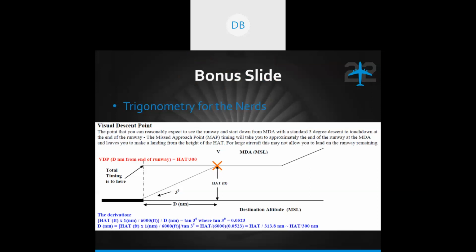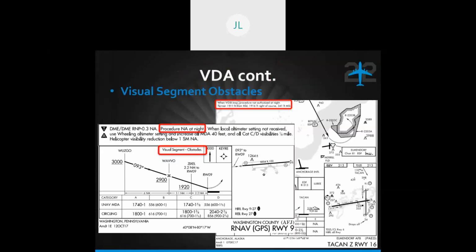Hey, Dave, if you go back to the Elmendorf slide real fast. Boom. I just think it's kind of interesting that it talks about there's an obstacle. It says it's terrain. It's 1,900 feet from the threshold, 1,916 feet right of course, and 341 feet MSL. And then if you look at the actual chart, there's an obstacle charted for 263 feet right next to the center line. But then the obstacle that it's actually talking about, not charted anywhere.